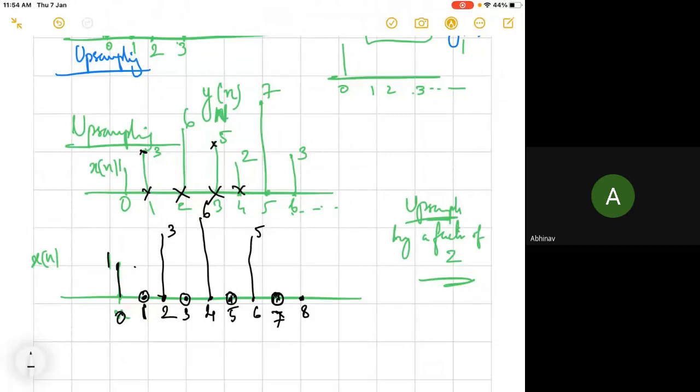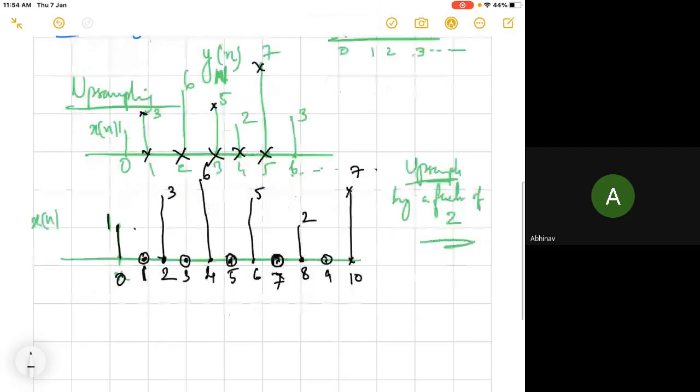At 8 you have whatever you have at 4, so that is 2. And again you leave a 0 at 9, and at 10 you have whatever you have at 5, which is 7. Okay. So this is how upsampling is done. So this is upsampling by a factor of 2.